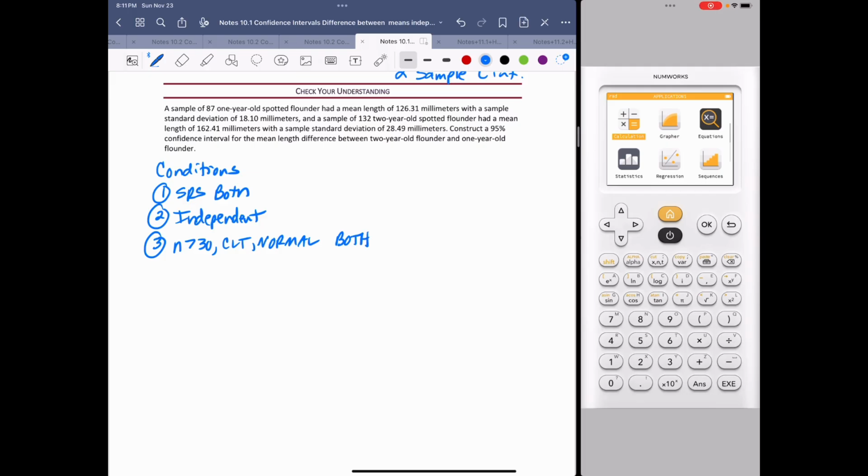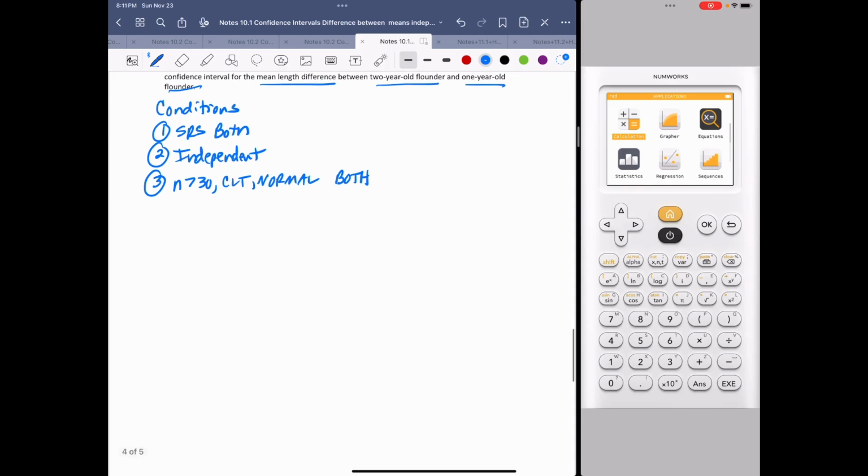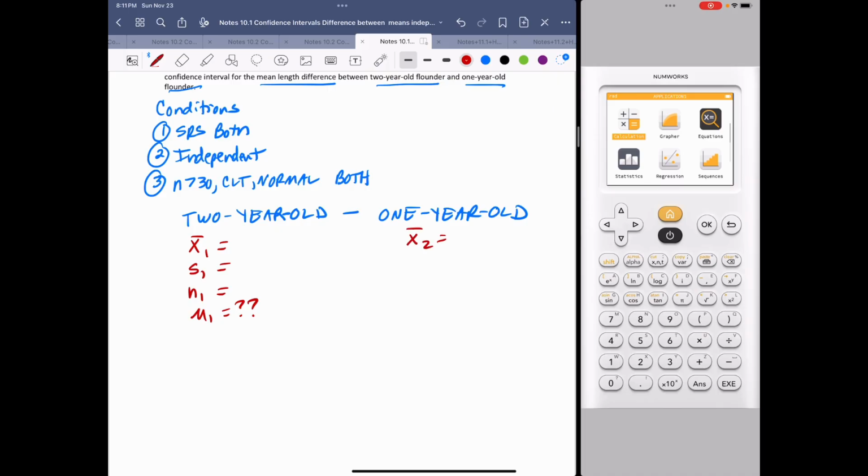All right, now what I want is the mean difference between 2 and 1-year-old flounder. So what I want is 2-year-old minus the 1-year-old. And what I'm going to do, and this is a part that you don't have to write, I'm going to look for my X bar 1, my S of 1, my N of 1, and ultimately my mu of 1. And the same thing over here, X bar 2, S of 2, N of 2, and mu of 2.